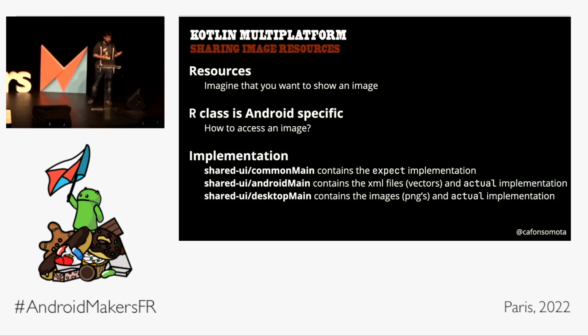So once again, Kotlin Multiplatform comes to the rescue, and we need to create an implementation. As you saw before with the expect keyword, we're going to do the same thing, but now thinking about resources. So we're going to use the common main to define the declaration, and then we're going to implement it on Android and desktop main. Let's see an example.